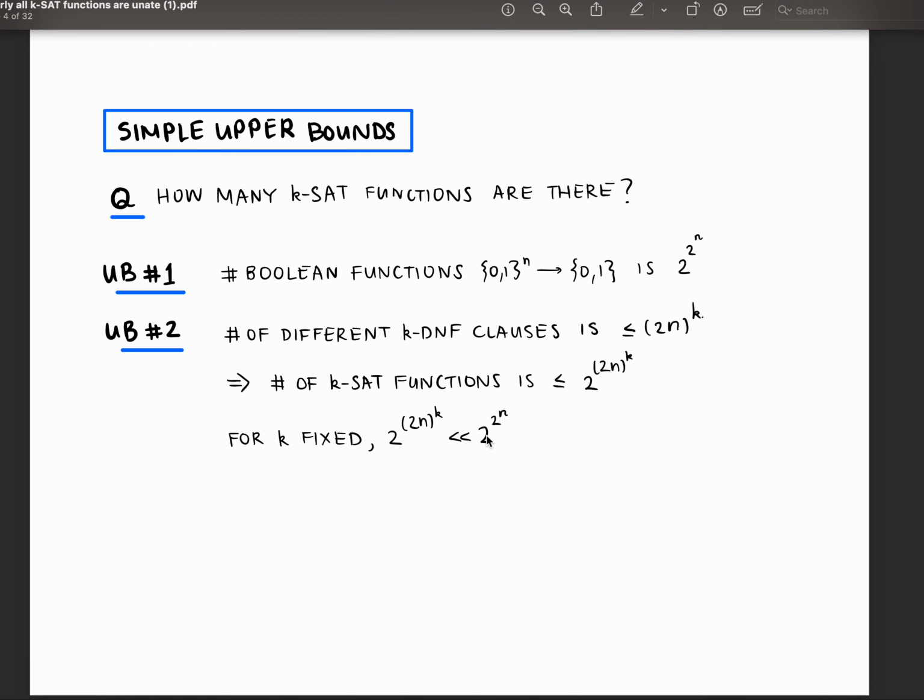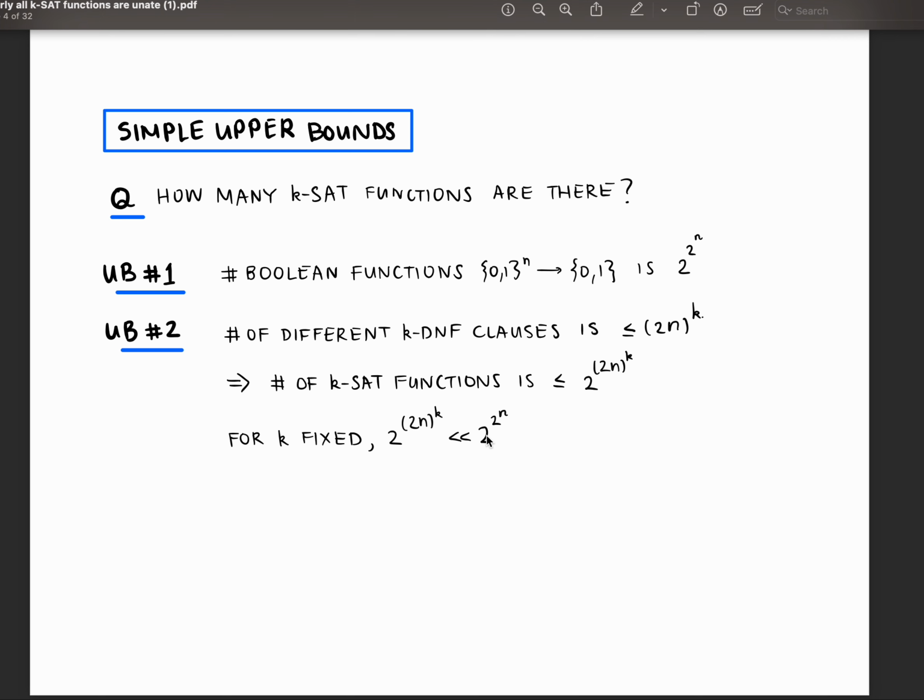Before we dive into trying to give an exact or asymptotic enumeration of KSAT functions, let's start with some simple bounds. Maybe we can start by giving an upper bound on how many KSAT functions there are. Well, all KSAT functions are Boolean functions, so there's at most 2 to the 2 to the n KSAT functions, which is the number of Boolean functions. However, as we might expect, most Boolean functions do not have a representation as a KDNF formula.